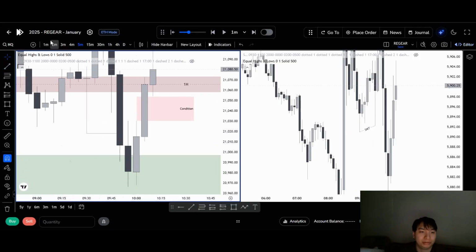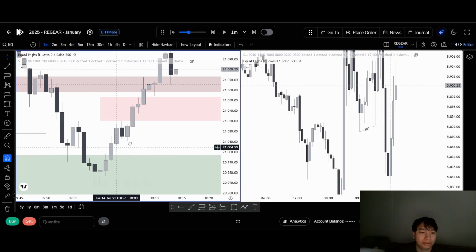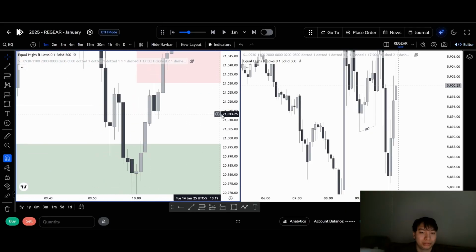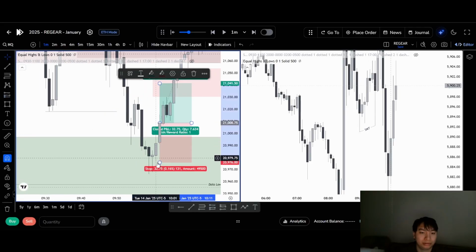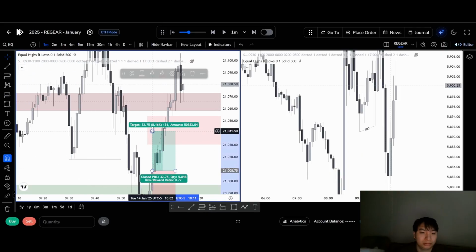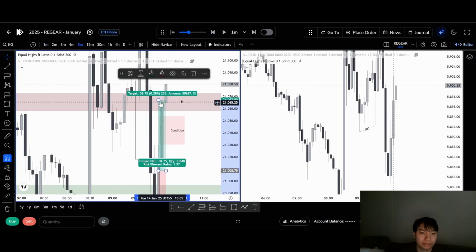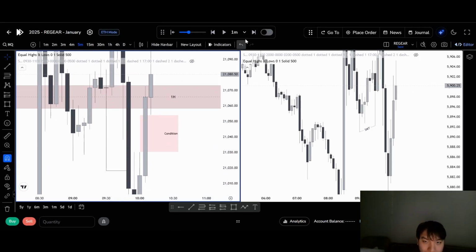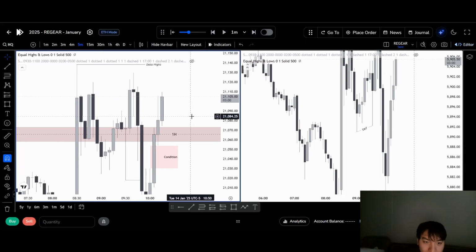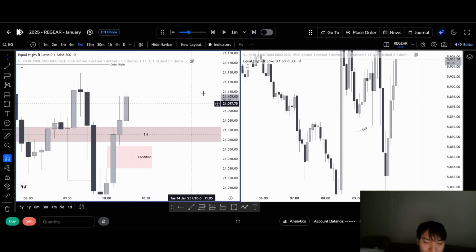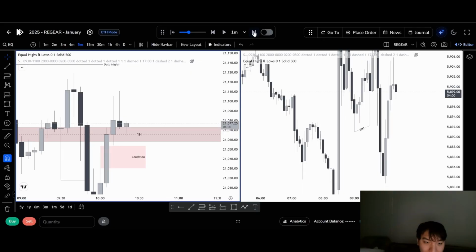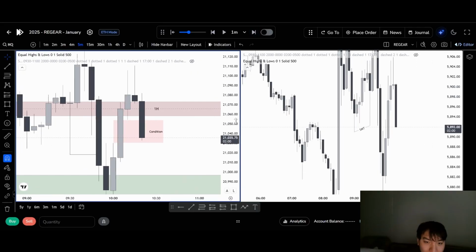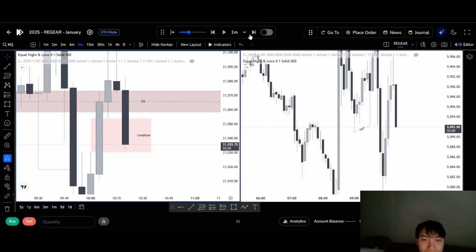9:30 open low. If we could find an entry, we could have an entry here towards unfilled 5 above. But yeah, I'd rather wait. We get nothing at all. And we sweep. Still our condition.